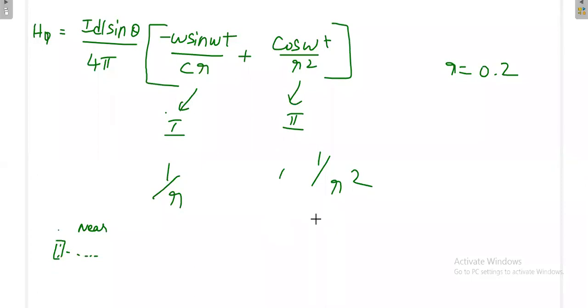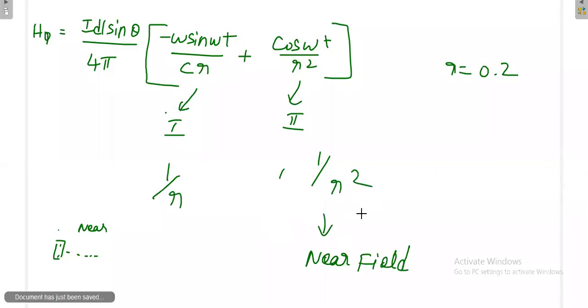So that's why the second field is called near field. This field will dominate when R value is very, very less. But when R is less, this also will give some value, but this will dominate because it is giving more value. So this is dominating. That's why this field is called near field.